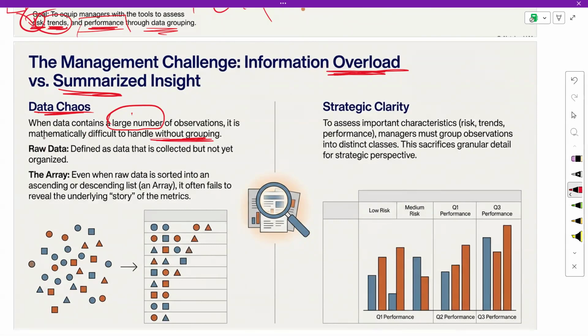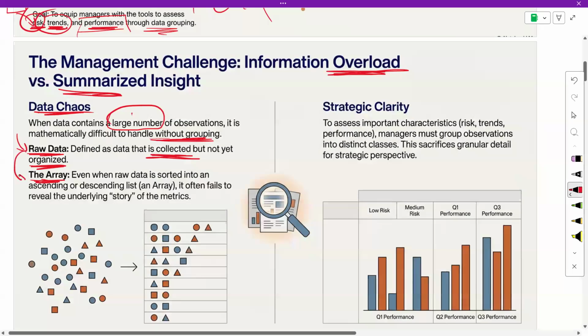Raw data, we already discussed what raw data is in the previous chapters, but I recall: raw data is defined as data that is collected but not yet organized, right? In the raw form, uncooked form. The array, right? Raw data becomes an array. It's a new term maybe for you, array. Even when raw data is sorted in ascending or descending order, the list, called an array, often fails to reveal the underlying story of the metrics.